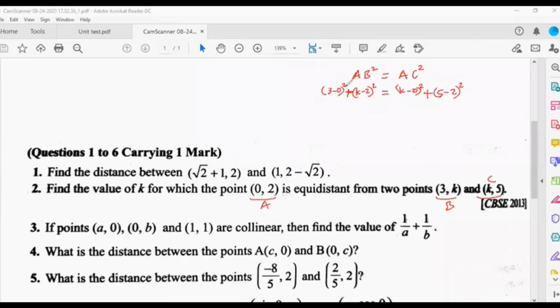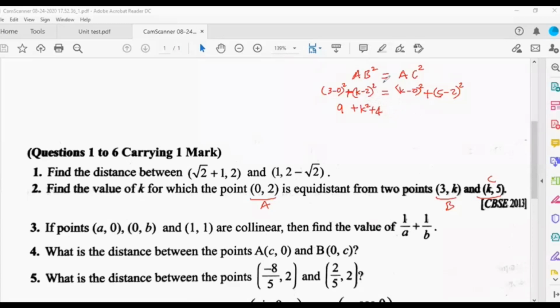Next step, (3 minus 0) square means 3 square, that is 9, plus (k minus 2) whole square. So (k minus 2) whole square you want to expand. How will it come? k square, then 2 into k into 2 gives minus 4k, then plus 2 square will come, right? Plus 2 square means 4, and the middle term you can write in the end, no problem.